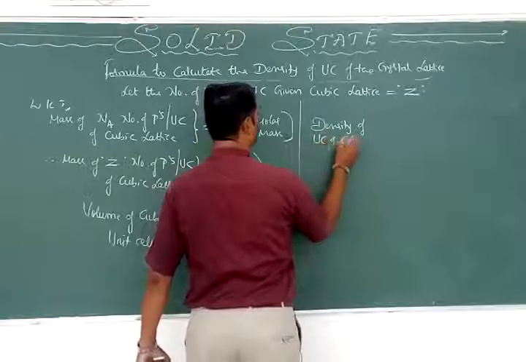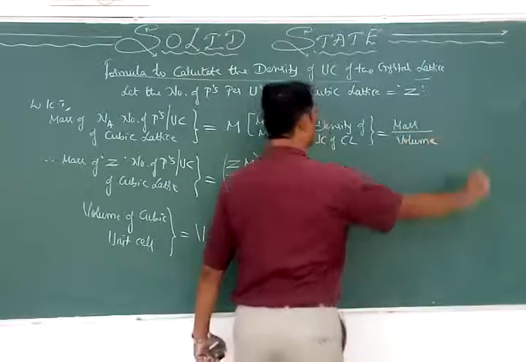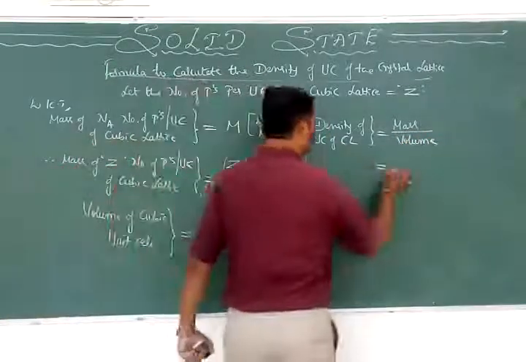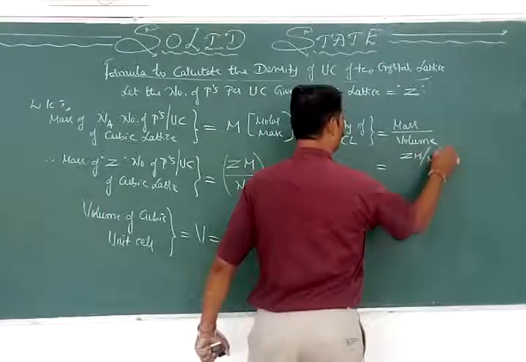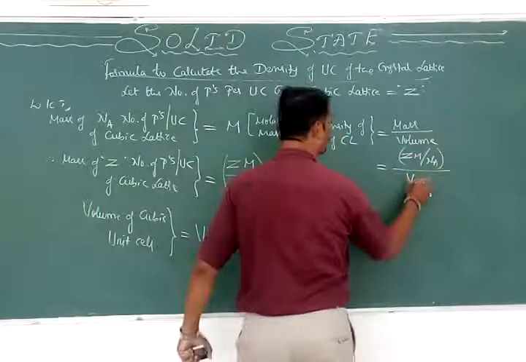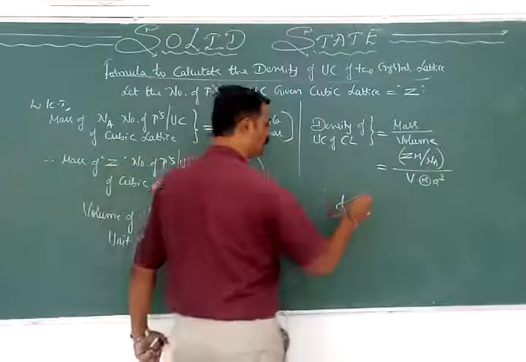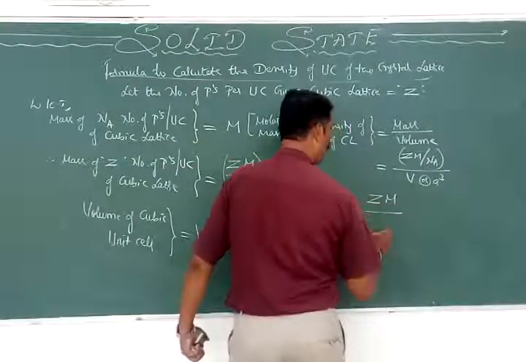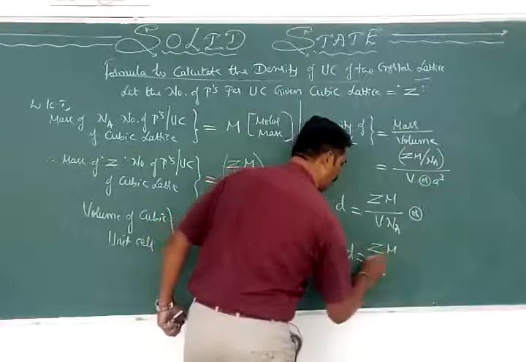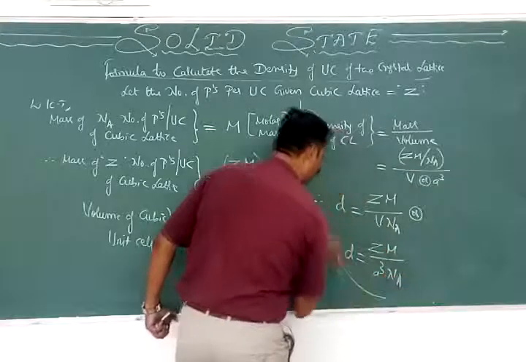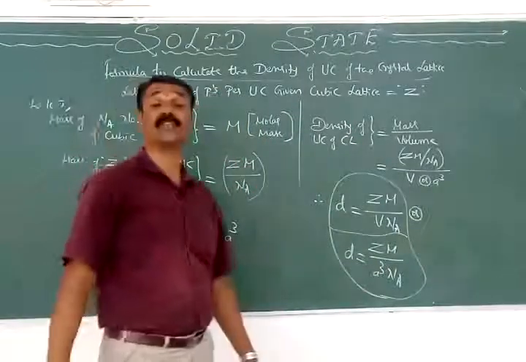Okay? Then density of the unit cell of the crystal lattice is equal to mass divided by volume. So here, the mass of Z number of particles is given by ZM divided by Avogadro number, divided by volume V, or I can choose A cube, whatever it may be. Therefore, density D is equal to, if I simplify that, ZM by V NA, or D is also equal to ZM by A cube into NA. This is the formula to calculate the density of the unit cell of the crystal lattice.